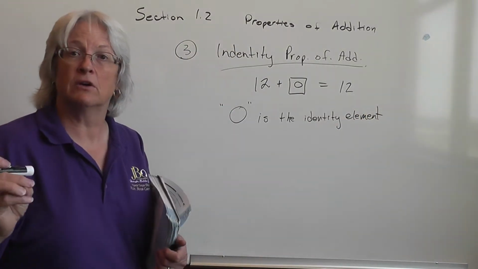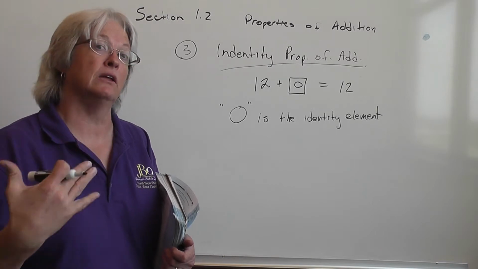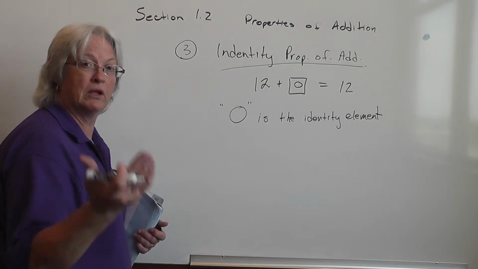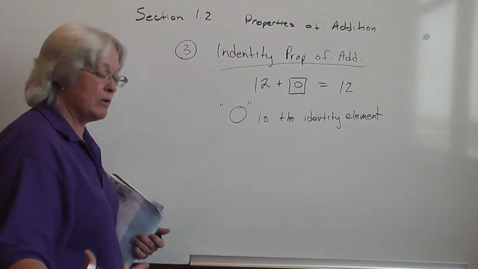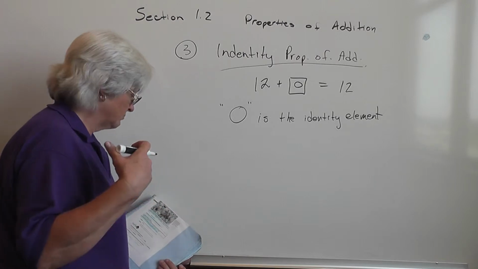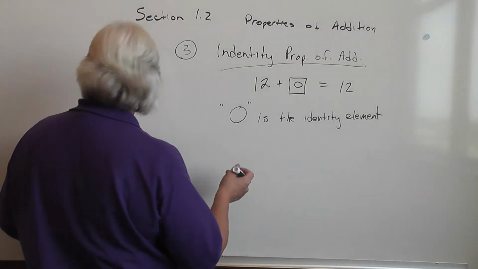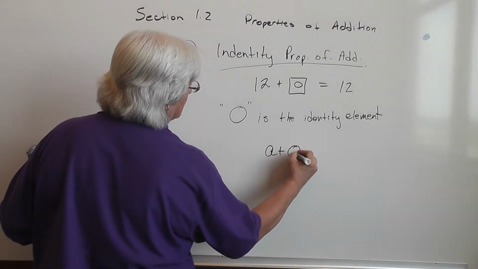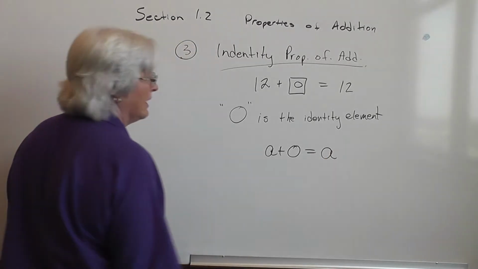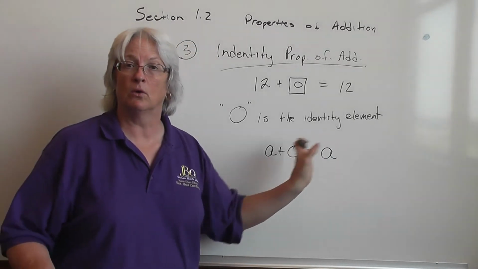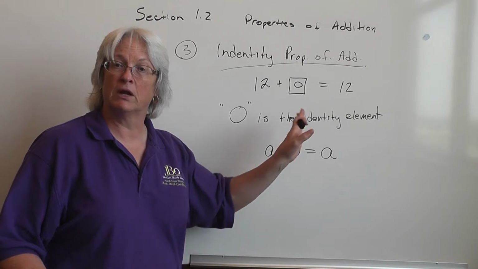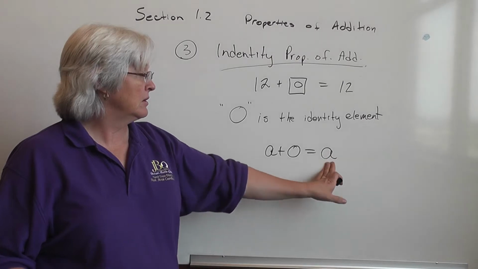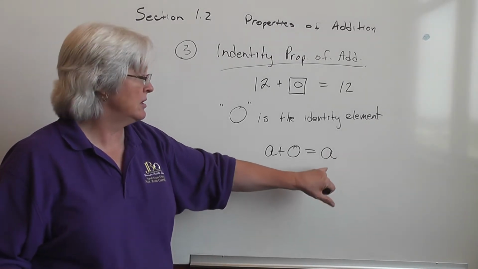That means if you add 0 to any number, you're going to get the identical number. 0 is the identity element. So the identity property of addition would say for all real numbers, for any whole number, A plus 0 is always going to be equal to A. It doesn't matter if A is 1 or 1,000 or 1,000,000 or 29,757,000. If you add 0 to it, there's not going to be any change in that value.